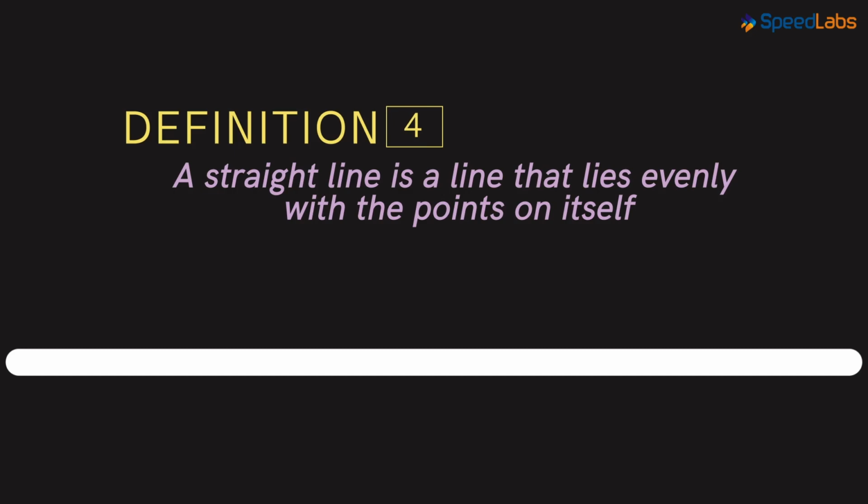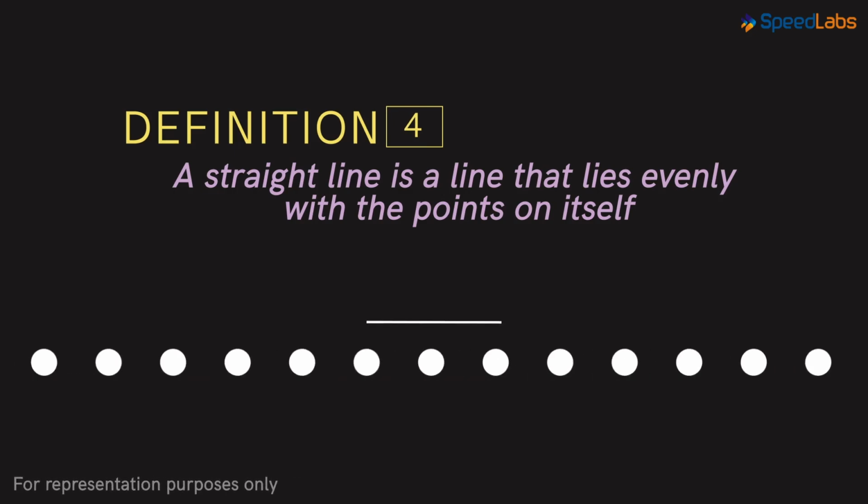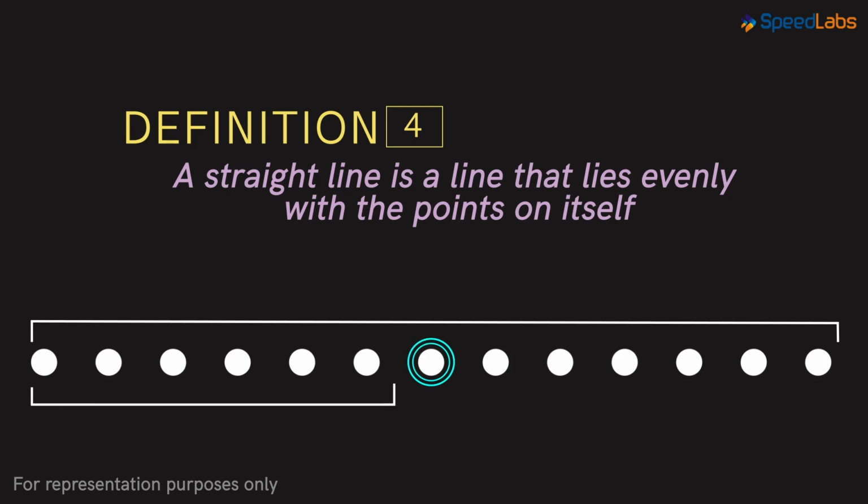a straight line is a line that lies evenly with the points on itself. We can understand this by taking a look at our line. Here, we observe that the arrangement or the alignment of points before this point is similar to the arrangement of points after this point. This pattern can be observed uniformly throughout our line. Thus, by Euclid's definition, it's a straight line.